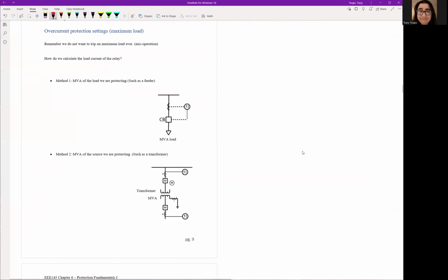Now, we talked about full load amps, FLA. Well, I need to know how to even calculate full load amps, where to find it, right? If I don't know about full load amps, I can't even do any of my settings yet. How do we calculate load current for a new relay? There's two methods. Here, if this is a feeder and your relay is protecting the feeder, so this is called feeder protection, you need to figure out what's my load current on this feeder.